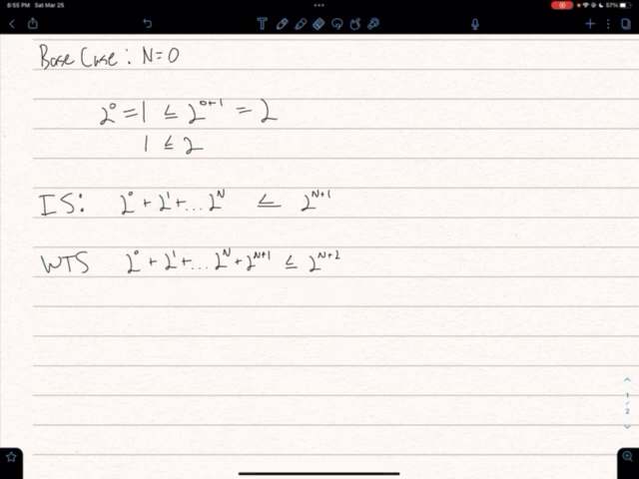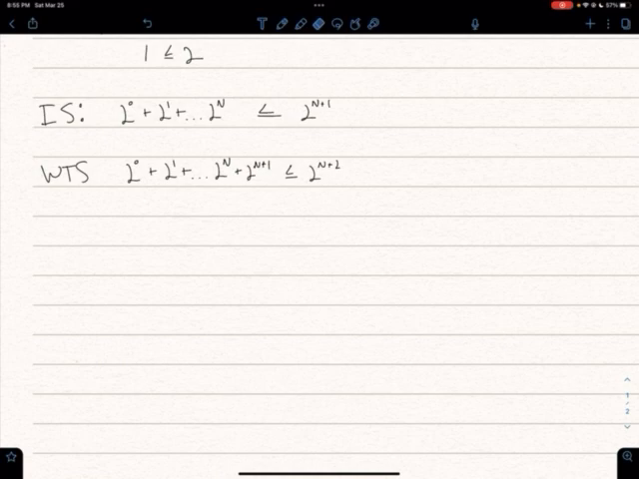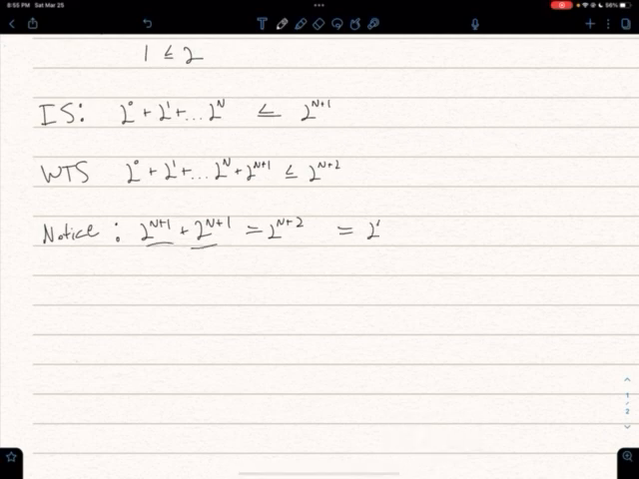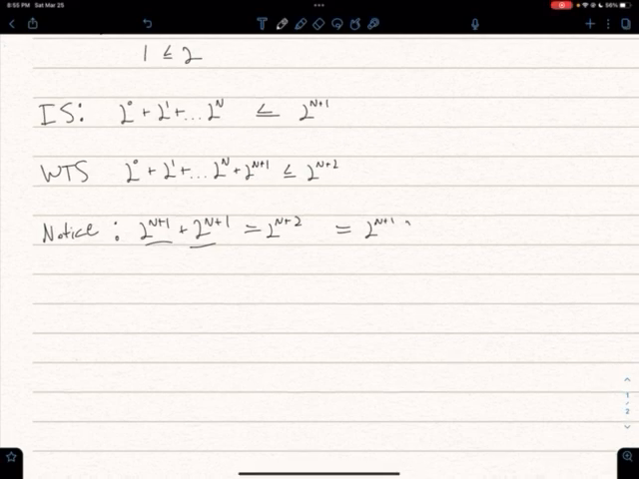Okay, so the important step is for us to notice something about this term right here. So notice 2 to the n plus 1 plus 2 to the n plus 1 is equal to 2 to the n plus 2. Again, a quick way to verify this is to factor out 2 to the n plus 1 from each of these terms, and we can see that by the rules of exponents, this is just equal to 2 to the n plus 2.